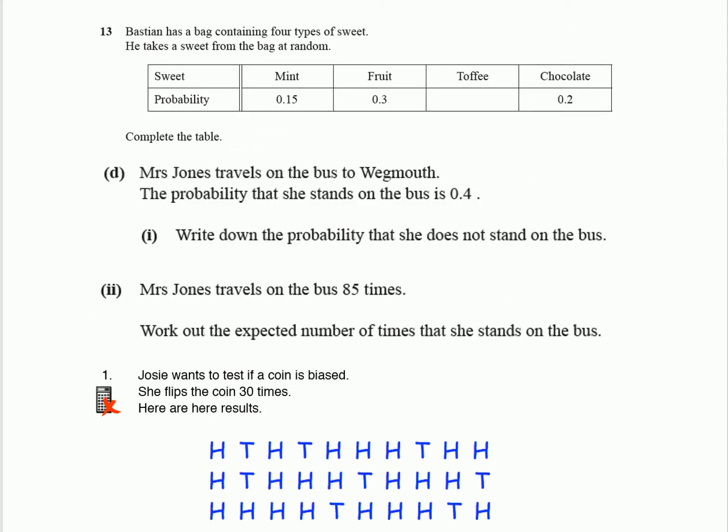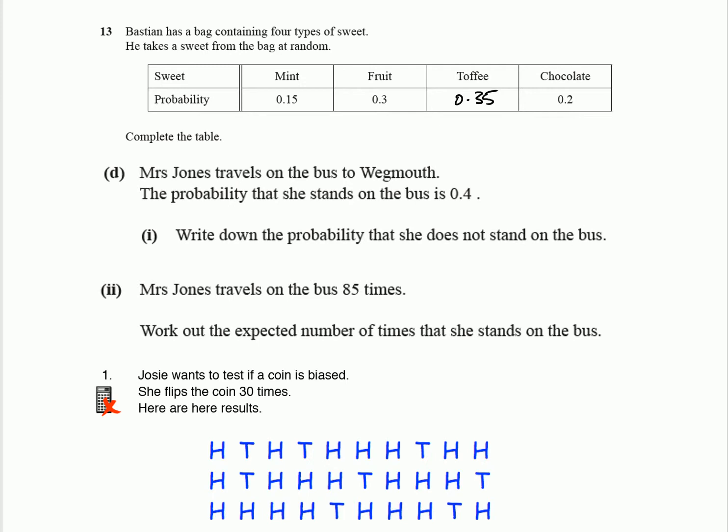On to the next question now. Bastian has a bag containing 4 types of sweet. I want to complete the table with all the probabilities. Now, once again, these all add up to 1. So I've got 0.5 plus 0.15, 0.65 altogether. From 1, that leaves 0.35 in here. And that's it. That's that question.